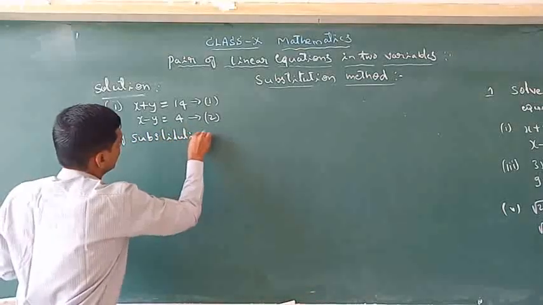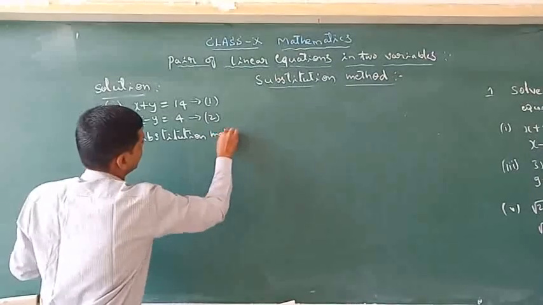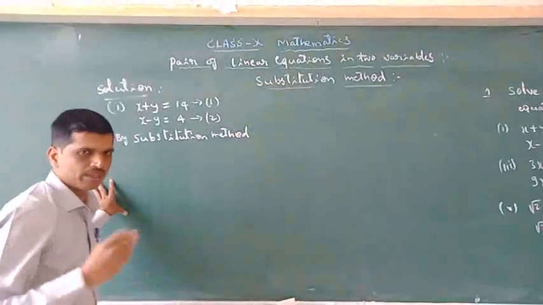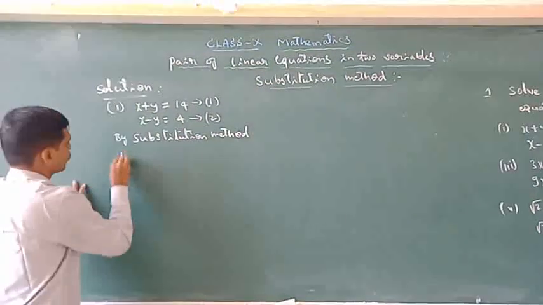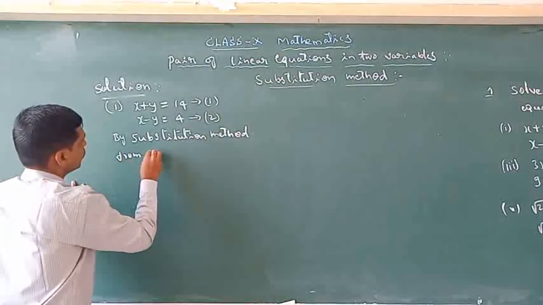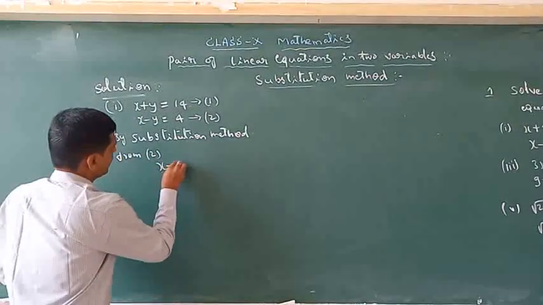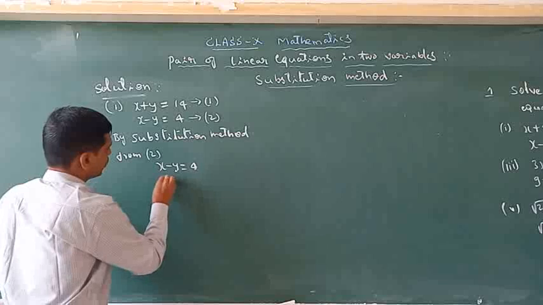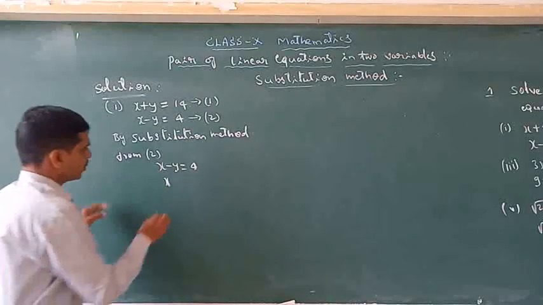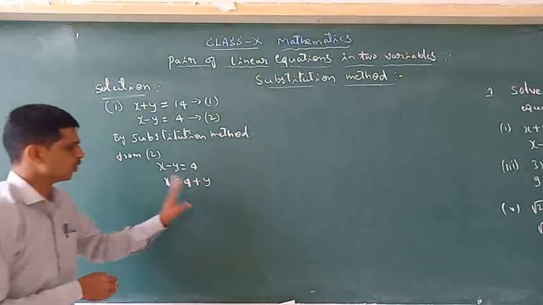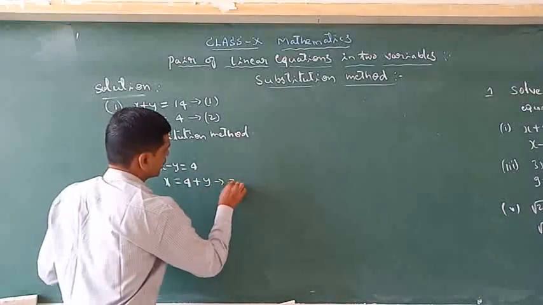By substitution method. So take any one as the element. I will take the second one, from 2. So that is x minus y is equal to 4. Therefore, take any one variable, x or y. So x is equal to 4 plus y, or y plus 4. Call it equation number 3.